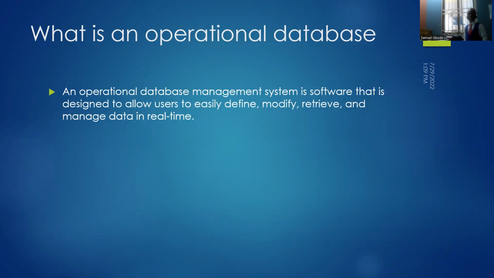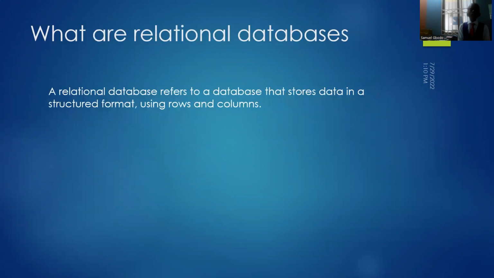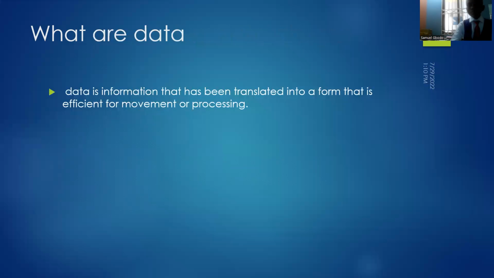What is an operational database? An operational database management system is software that is designed to allow users to easily define, modify, retrieve, and manage data in real time. What are relational databases? A relational database refers to the database that stores data in structured formats using rows and columns.